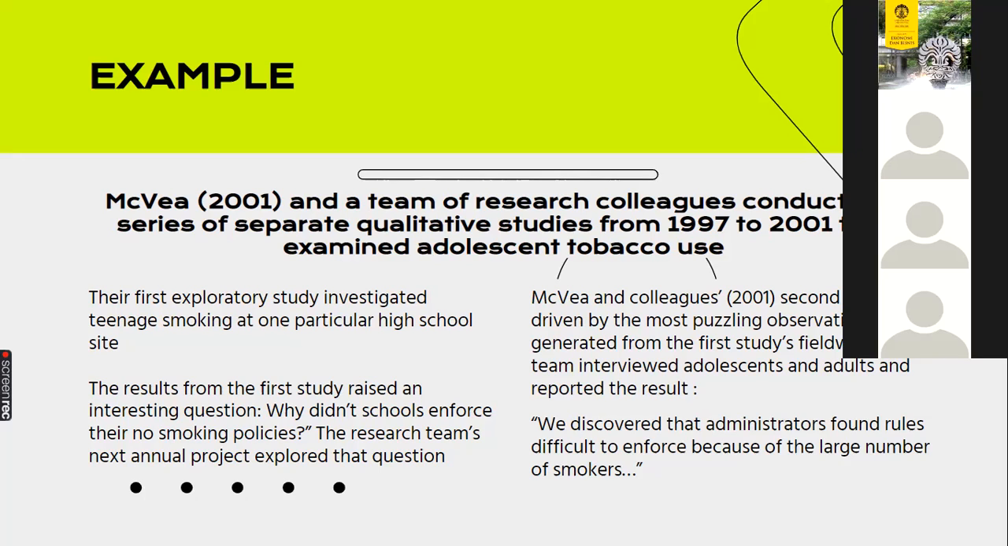So McPhee and colleagues in 2001 conducted the second study, which was driven by the most puzzling observation generated from the first study. The team interviewed adolescents and adults and reported the result. We discovered that administrators found rules difficult to enforce because of the large number of smokers. This is an example of using the sequential analysis method. Next.